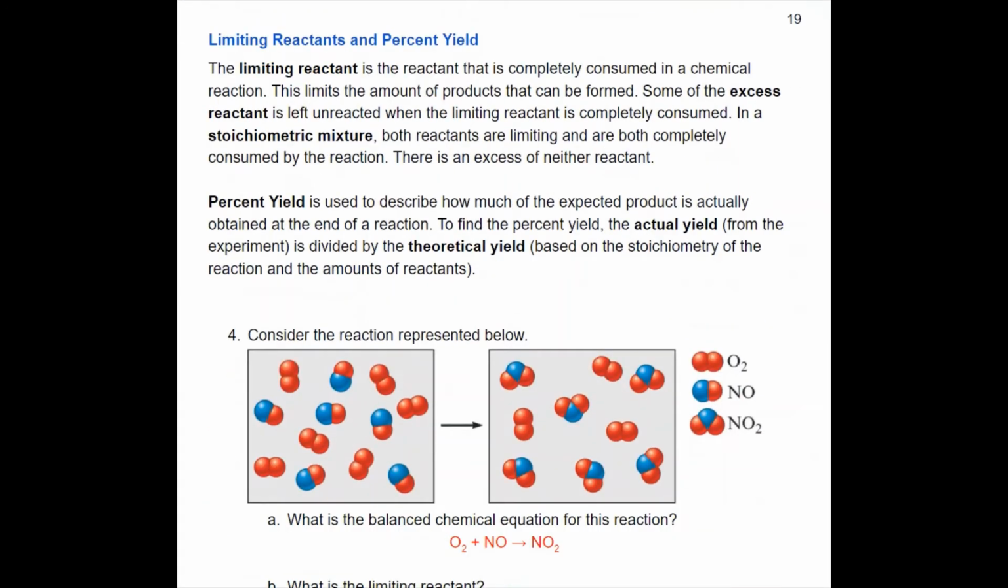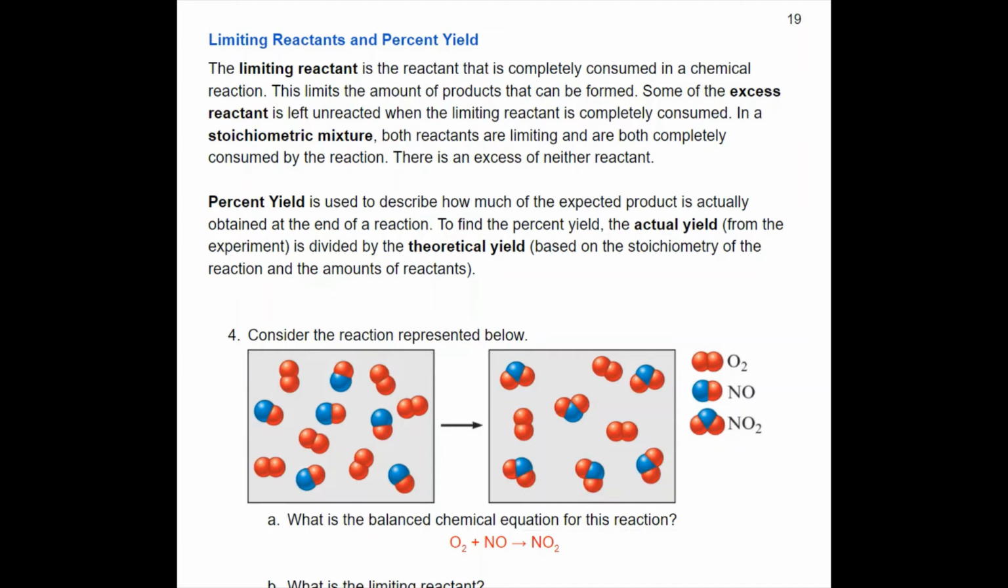So the limiting reactant is the reactant that gets completely consumed in the chemical reaction. It is going to limit the amount of product that can be formed. So some of the excess reactant is left unreacted when the limiting reactant is completely consumed. If there is no limiting reactant, or they're both limiting, they get completely consumed, it's called a stoichiometric mixture.